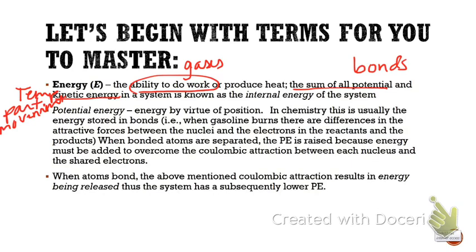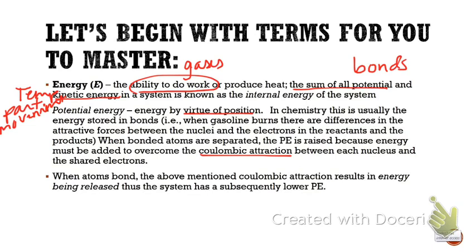Okay. Potential energy, of course, is by virtue of position. That's when we're talking about the bonds. It's usually going to be stored in the bonds. And this is where AP Bio does it a little bit differently. We're telling you when bonds are separated, it takes energy to do that. We have to put energy into the system to break the bonds, and that is to overcome something called Coulombic attraction, which is not something that you've heard of, but by the time that we get to the AP exam, you will be talking about Coulombic attraction all the time, because it is how we explain a lot of things.